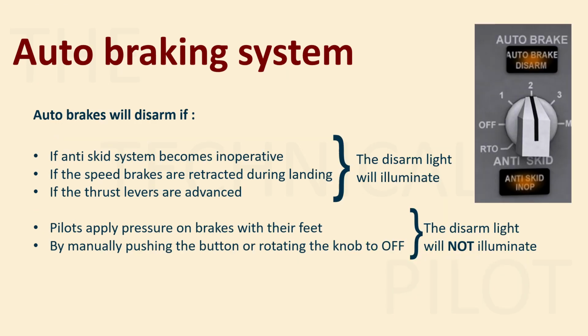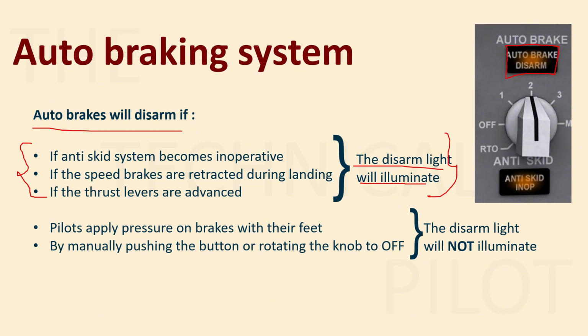Then the auto brake system again, auto brake will disarm, right? So auto brakes can be disarmed, right? They can be switched to off position by the computer itself or by the pilots. If the computer itself detects a problem with the auto brake system, then the disarm light will illuminate, right? So there is an auto brake disarm light that you can see here. This light illuminates if the auto brake system is disarmed by the system, by the computer itself, right?